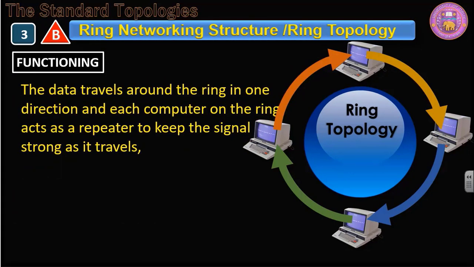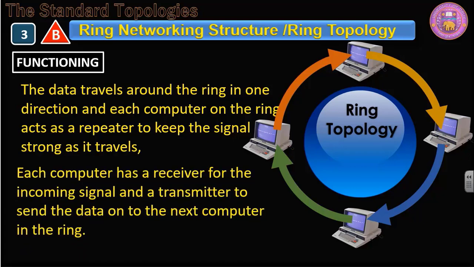The data travels around the ring in one direction, and each computer on the ring acts as a repeater to keep the signal strong as it travels. Each computer has a receiver for the incoming signal and a transmitter to send the data onto the next computer in the ring. So every computer has a repeater. When the message comes to the computer, that message is re-strengthened and it is sent again to the next computer.